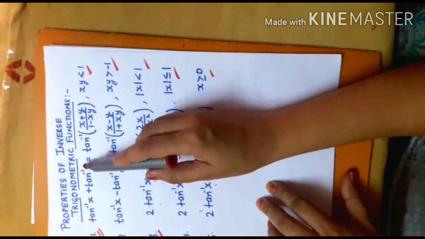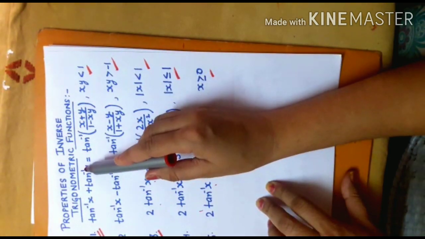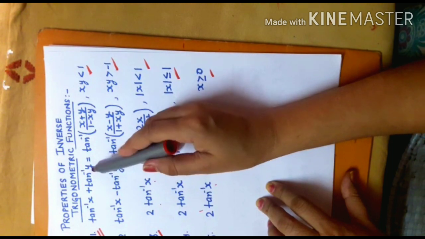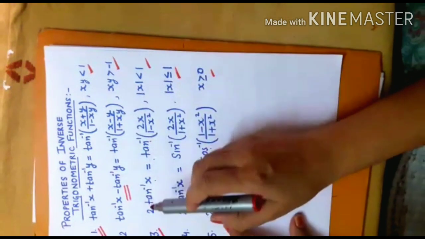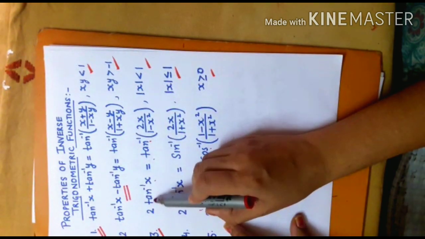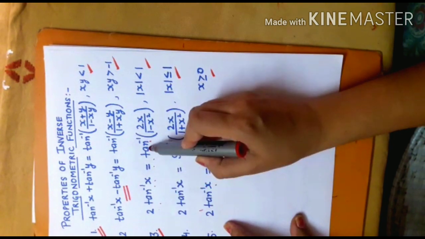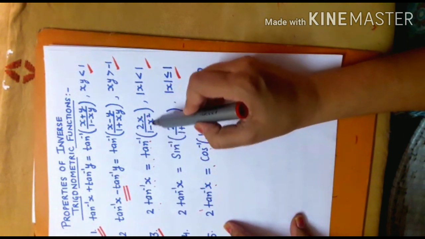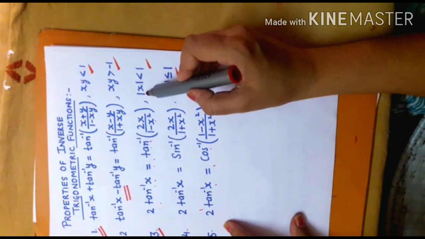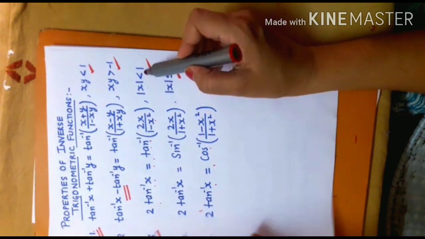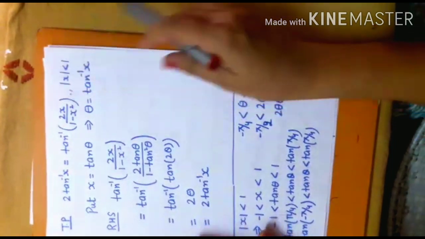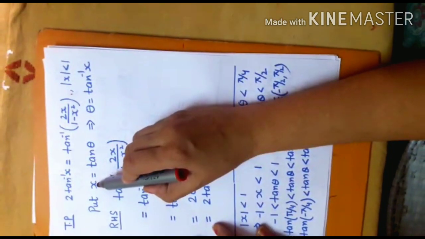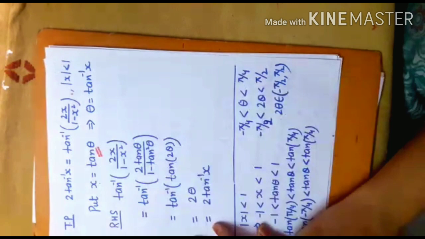You can give the role of y to minus y and you will get the expression for this. Now I'll prove that 2 tan inverse x is equal to tan inverse 2x over 1 minus x square when absolute value of x is less than 1. So I have to prove this. Now what I do? Let x be equal to tan theta.